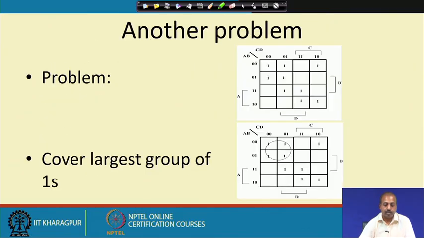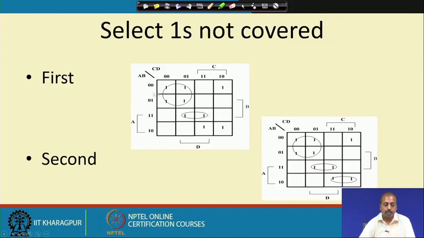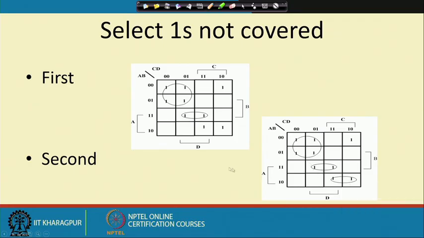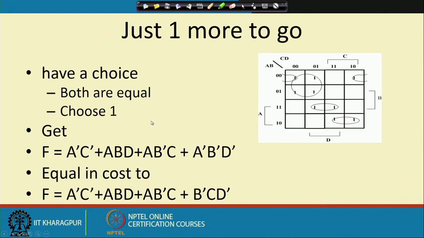So, this is another example. We have got these ones, and then we cover the largest group of ones. After selecting this, we select the ones that are not covered yet. This is the one that is not yet covered, so we select that one. Then we select another group that is not covered yet. So we have done the essential part. Now we have got a choice. This one may be covered with this or with this, both having equal cost.